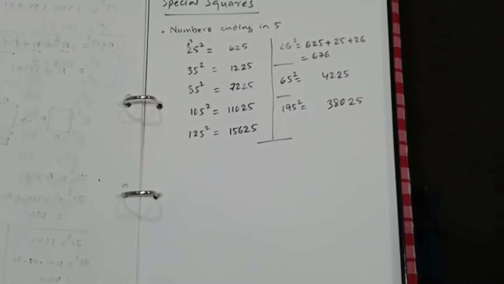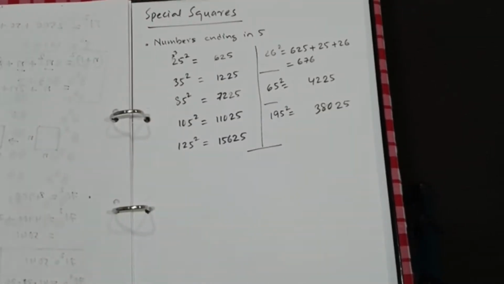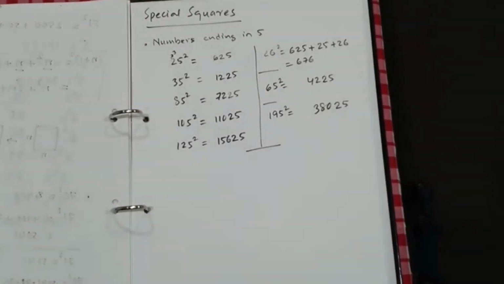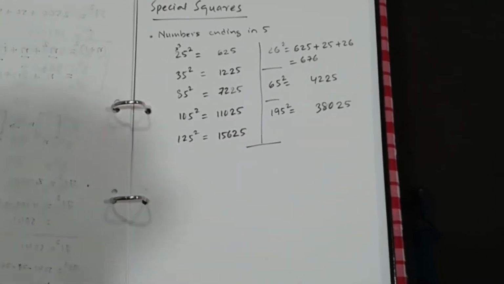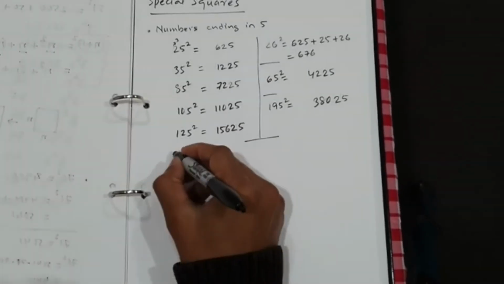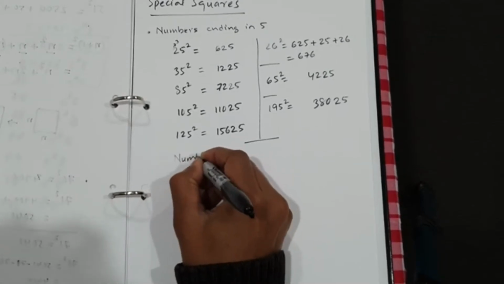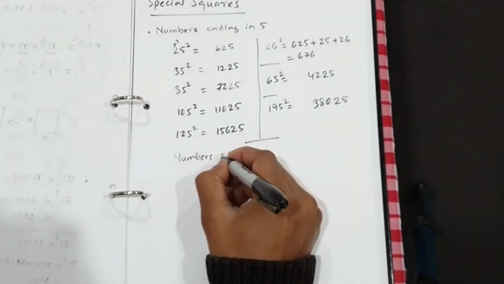Okay, now we will learn about some other special squares. So we've learned about numbers ending in 5. Now let's look at those numbers that start with 5. Right, we're looking at numbers starting with 5.